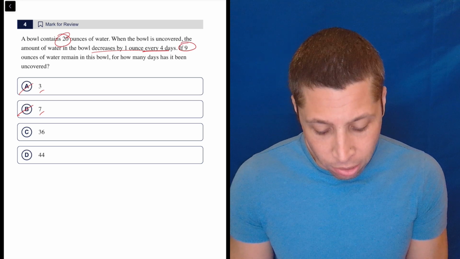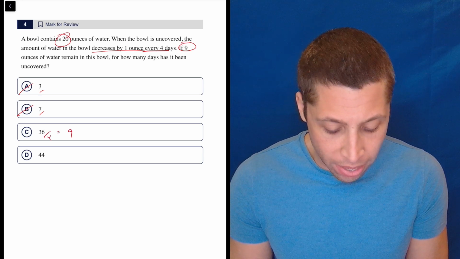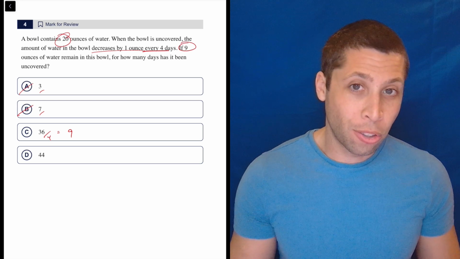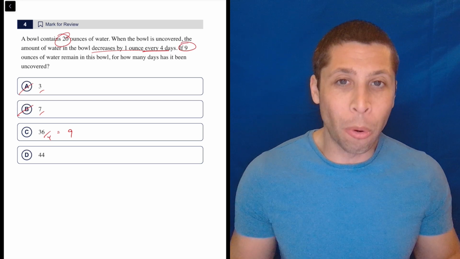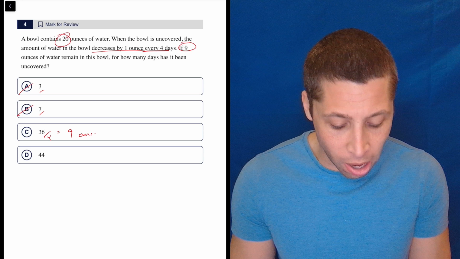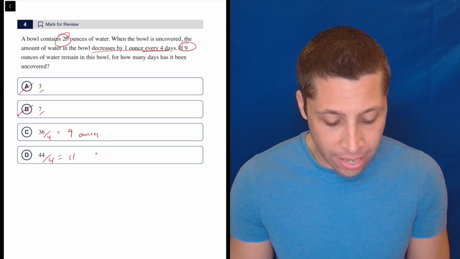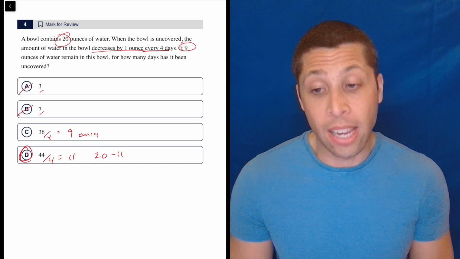Now, if I did 36, right, if I divide that by 4, I would have 9 days, but we have 9 ounces left. So we need to lose more ounces. That's only 9 ounces lost. That's probably why that's there as a bit of a trap. So if we divide by 4, here we get 11. And yes, the 20 minus those 11 ounces is choice D.